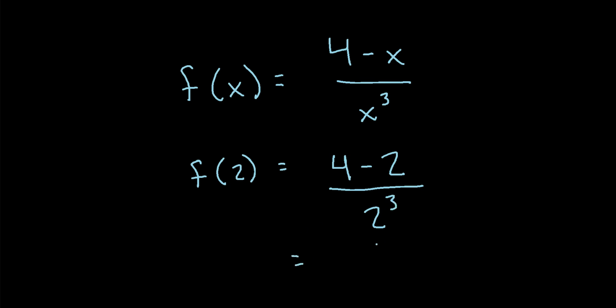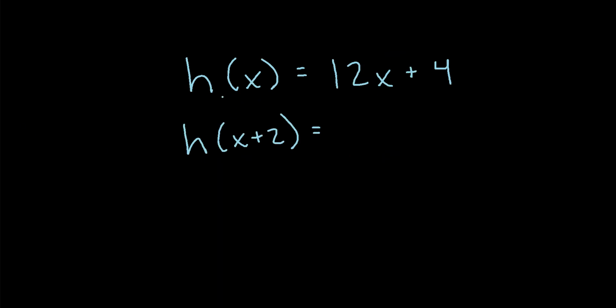So 4 minus 2, that's 2. 2 cubed, that's 2 times 2 times 2, which is 8. So we get 2 over 8, which we can simplify to 1/4. So this is our final answer. So f of 2 is equal to 1/4.